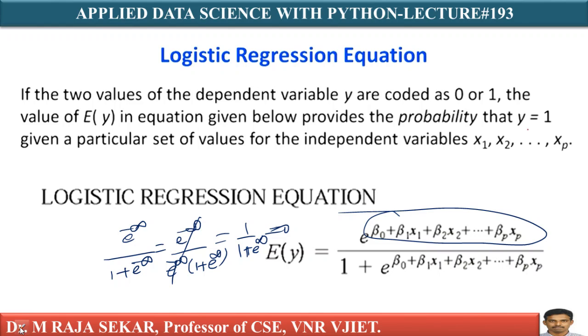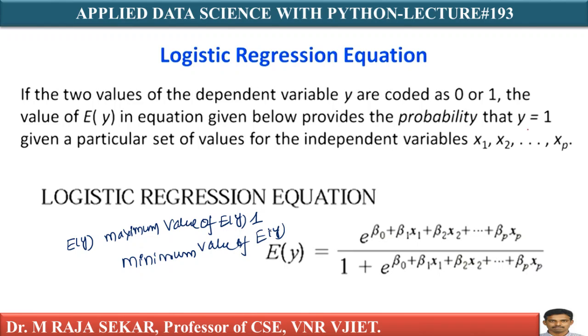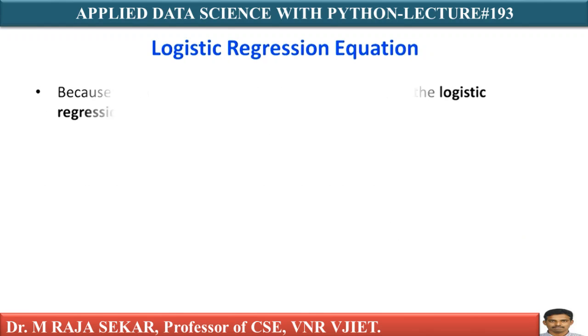My intention is just to make you understand the maximum value of e of phi. What is the maximum value of e of phi? The maximum value of e of phi is 1, and the minimum value of e of phi is 0. It is just similar to probability. What is the maximum probability? 1, and the minimum probability is 0. This is something like a sigmoid function, isn't it? Anyway, we will spend a lot of time on this particular equation in future classes.